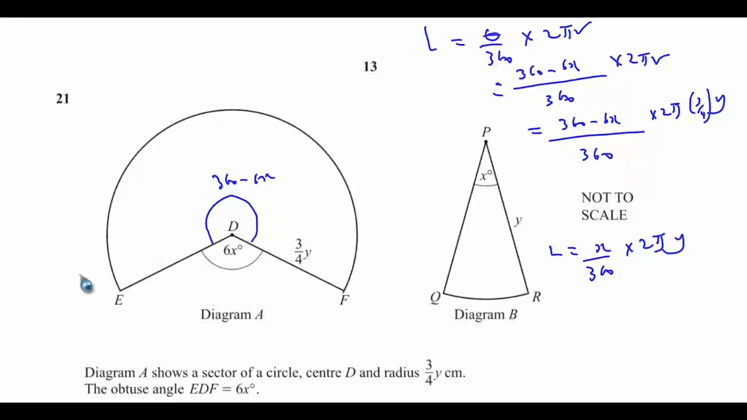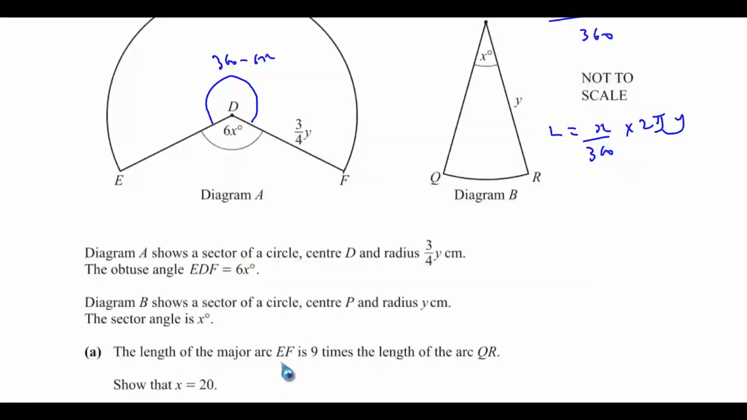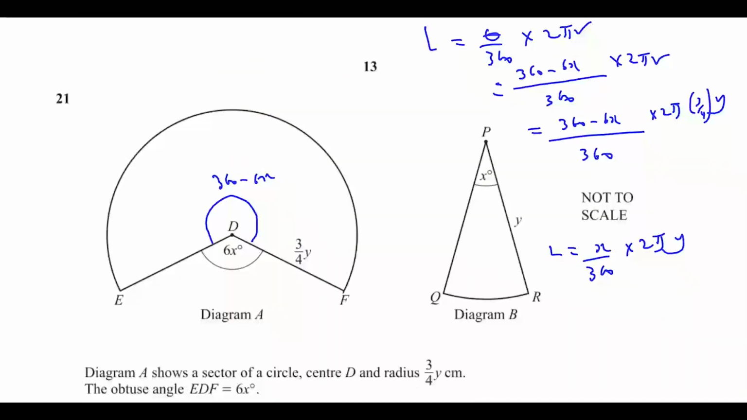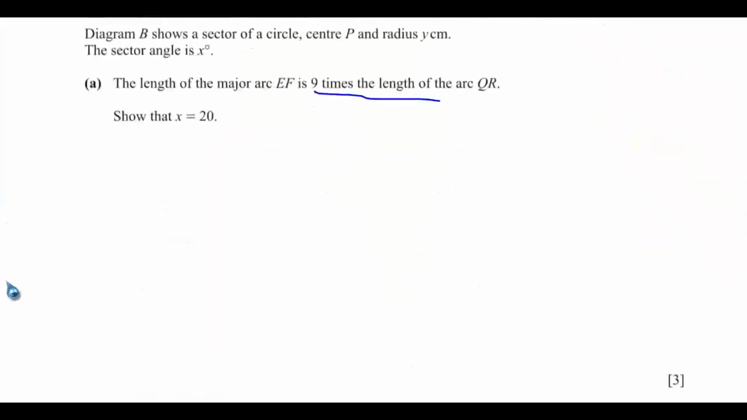Now let's use this statement to link them together, that the length of the major arc EF is 9 times this. So the implication is this. Let's do the first one. We'll write this one to be equal to 9 times this one. So let's scroll down and write it here. So we can say that 360 minus 6x over 360, then times 2 pi, then the radius is 3 over 4 y, that's the radius.